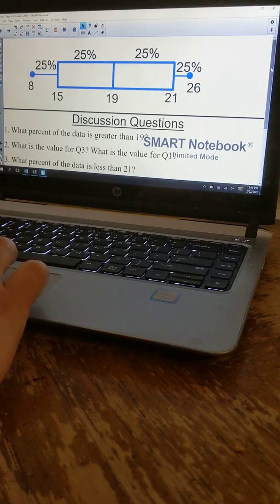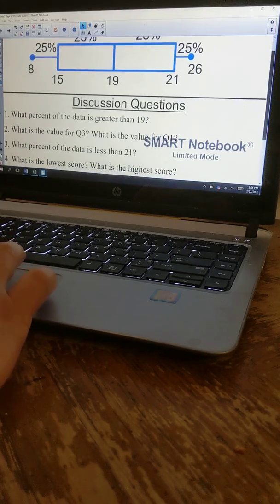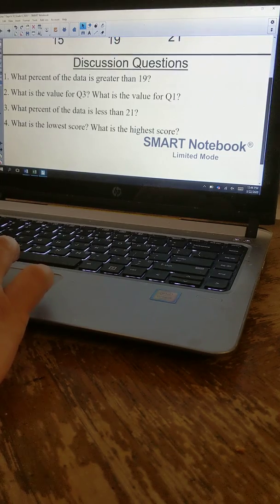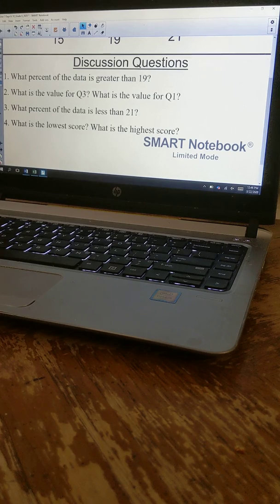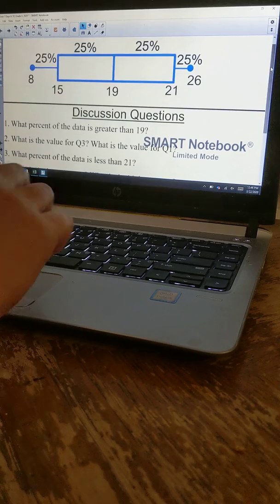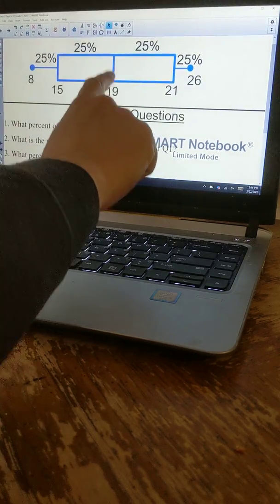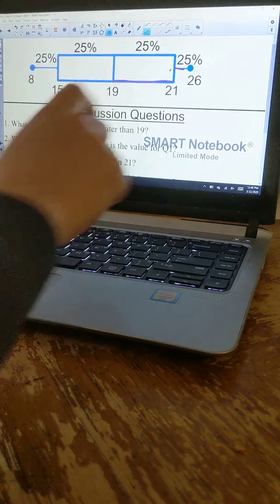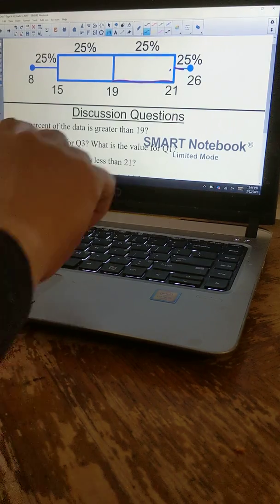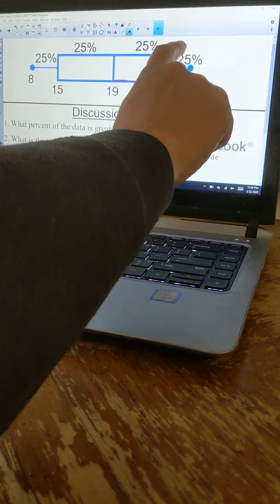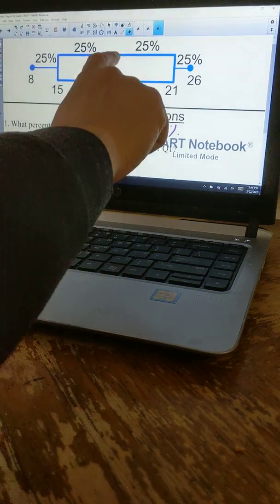Okay, so here is a box and whisker plot with some basic information on it. Pause it and just copy the basics into your notes, and then answer these discussion questions. Okay, what percent of the data is greater than 19? Well, I'm going to my graph. Here's 19 right here. The median is 19. One piece, two pieces. Two pieces with each piece representing 25% means that 50% of the data is greater than 19. What is the value for quartile 3?